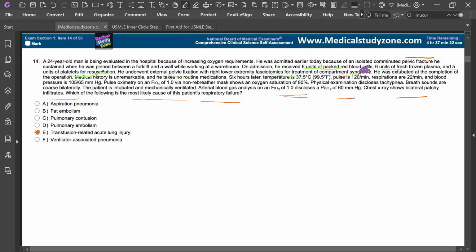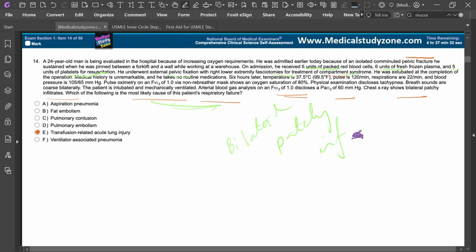Pulse oximetry on FiO2 of 1 by a non-rebreather mask shows oxygen saturation is 80%. Physical exam discloses tachypnea, breath sounds are coarse bilaterally. Patient is intubated and mechanically ventilated. Arterial blood gas on FiO2 of 1 discloses a PaO2 of 60. Chest X-ray shows bilateral patchy infiltrates.